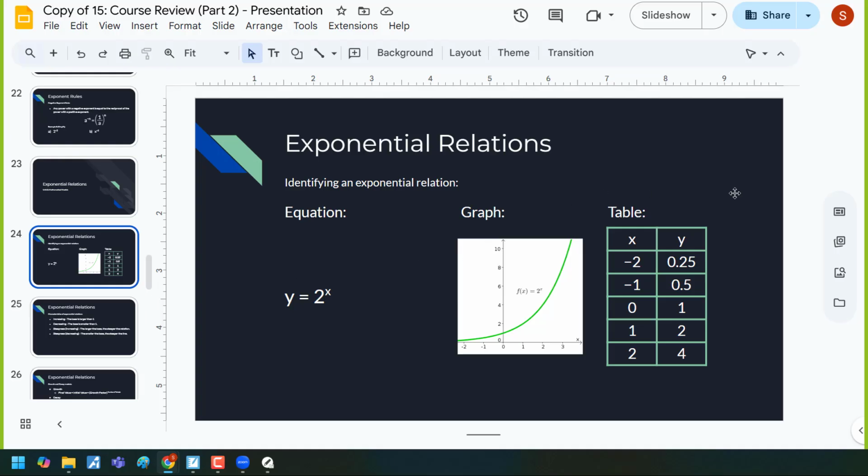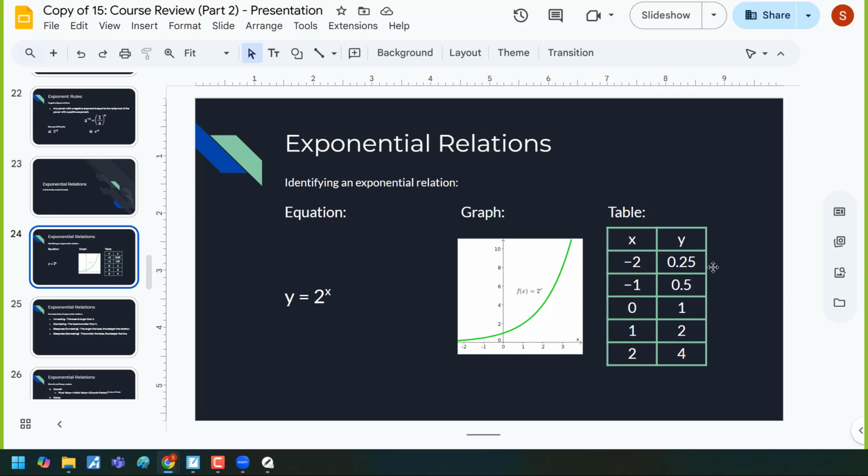All right, exponential relations. What does that mean? Well, we have an equation, y equals 2 to the power of x. The graph that looks like this, or a table that looks like this. In this table, the way to figure out whether it's an exponential relation is to not use first differences or second differences, but to see not if they're adding or subtracting, going up or down by a constant number, but if they're multiplying by a certain number. So what do I mean by that?